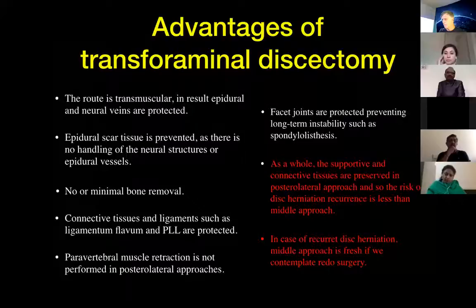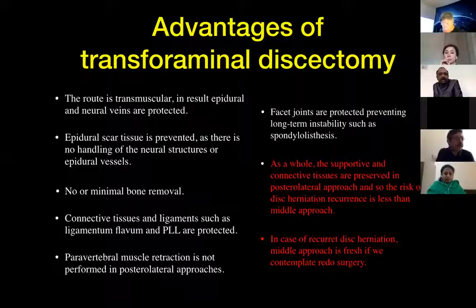So what are the advantages of this transforaminal discectomy? This route is transmuscular. As a result, epidural and neural veins are protected. The epidural scar tissue is prevented as there is no handling of the neural structures or the epidural vessels. There is no or minimal bone removal. The connective tissues and ligaments such as ligamentum flavum and PLL are protected. The paravertebral muscle retraction is not performed in this approach. As a whole, the supportive and connective tissues are preserved in the posterolateral approach, and so the risk of disc herniation recurrence is less than the middle approach.